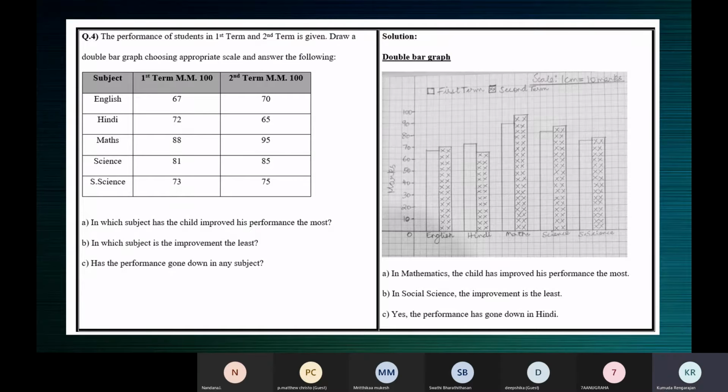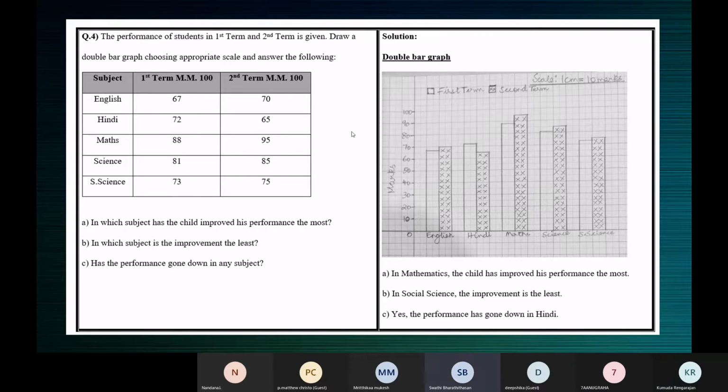And here, I think I told you, for first term show the empty square. For second term, I've used cross. So just show 1 or 2 crosses and say second term. Scale 1 centimeter, 10 marks.